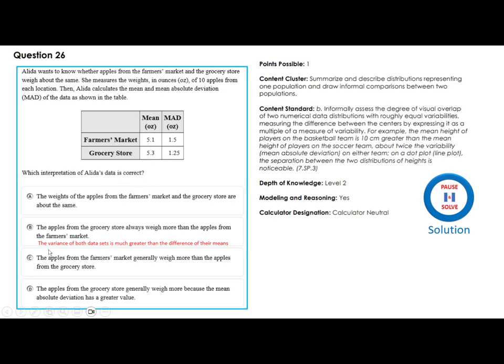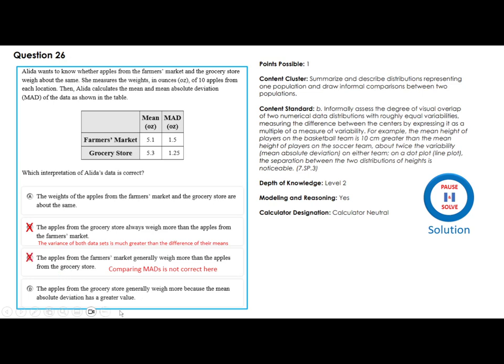Okay, this variance of both data sets is much greater than the difference of their means. So that's not a good answer. The apples from the farmer's market generally weigh more than the apples of, obviously not, that's not more than this. So comparing math is not correct here, because you might have compared these two, you don't compare them here, okay?